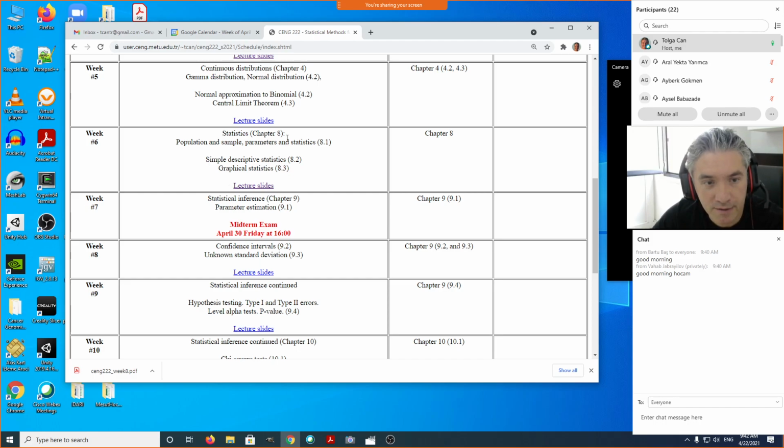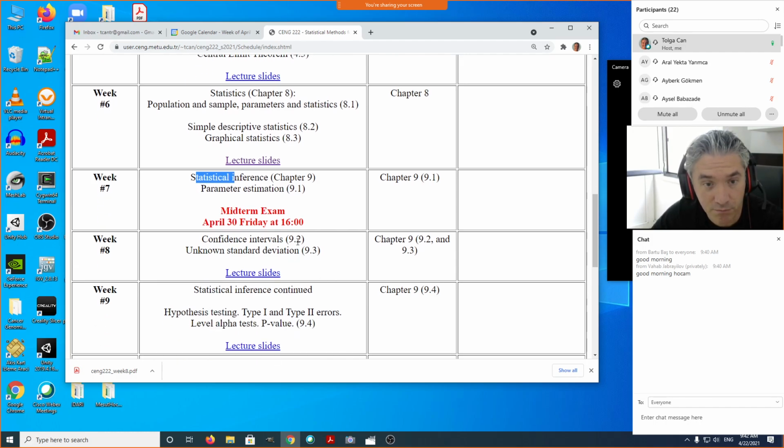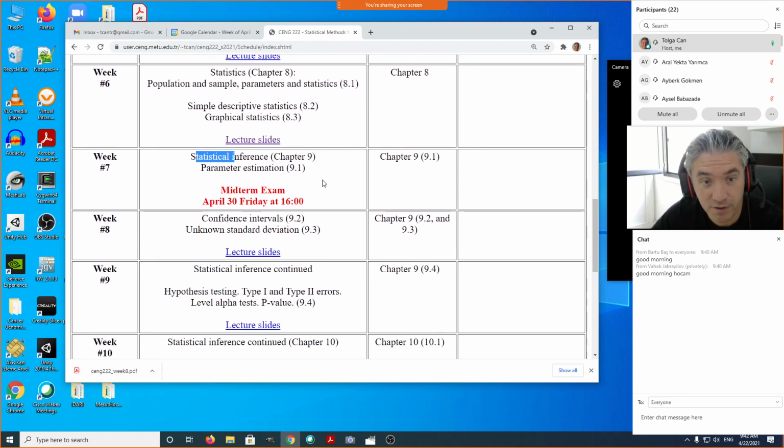And then we are going to start chapter 7, which will be about testing certain hypotheses, or inferring something about a population, whether this population is different from the other. This is especially important. Week 7, starting at chapter 9, we are going to spend 3 weeks on chapter 9, which is very important.